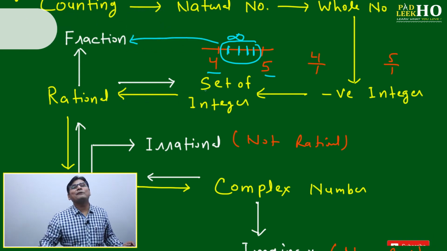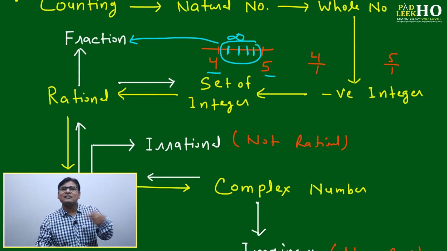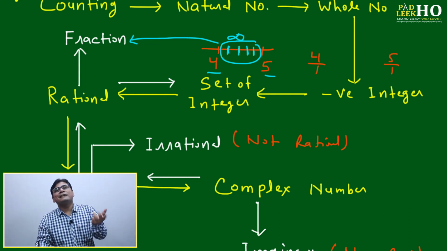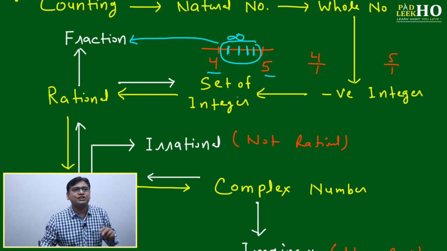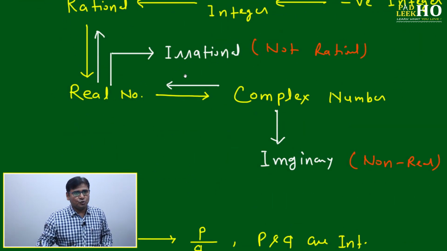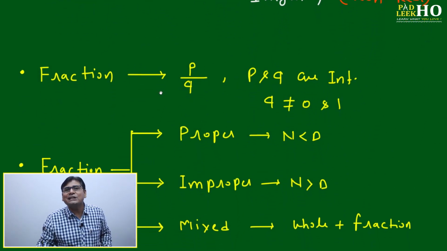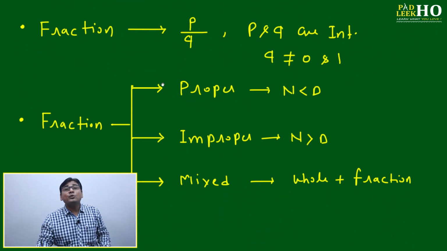Then a rational number you can divide into two parts. One is the set of integers, another is fractions. Again, the set of integers will be divided into three parts: positive integers, negative integers and 0. Then where is the fraction? You understood. A fraction generally will come between two consecutive integers. Between two consecutive integers, whatever numbers are lying there may be infinite.